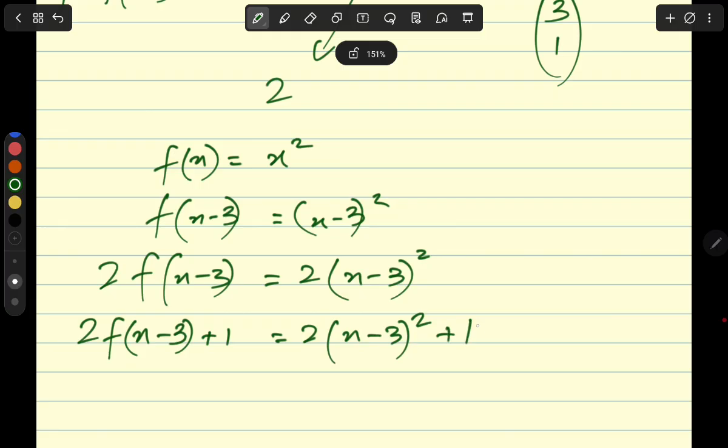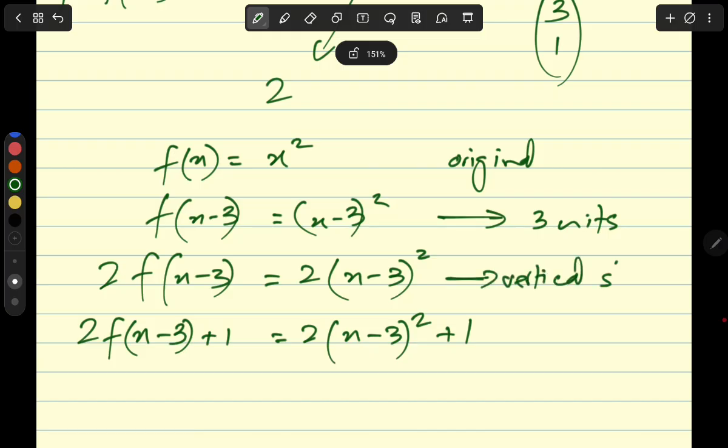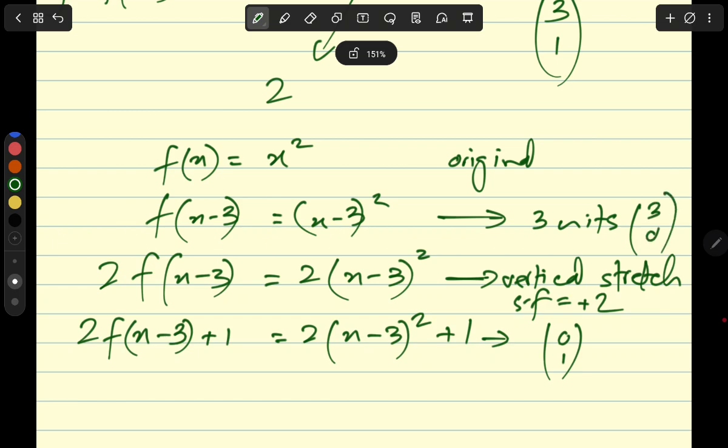So this was the original. This was a rightward movement by 3 units. This was a vertical stretch factor equal to 2. And then this is a vertical translation of 1 unit up. So this is 0, 1 and this was 3, 0. So this is the order that you really need to follow.